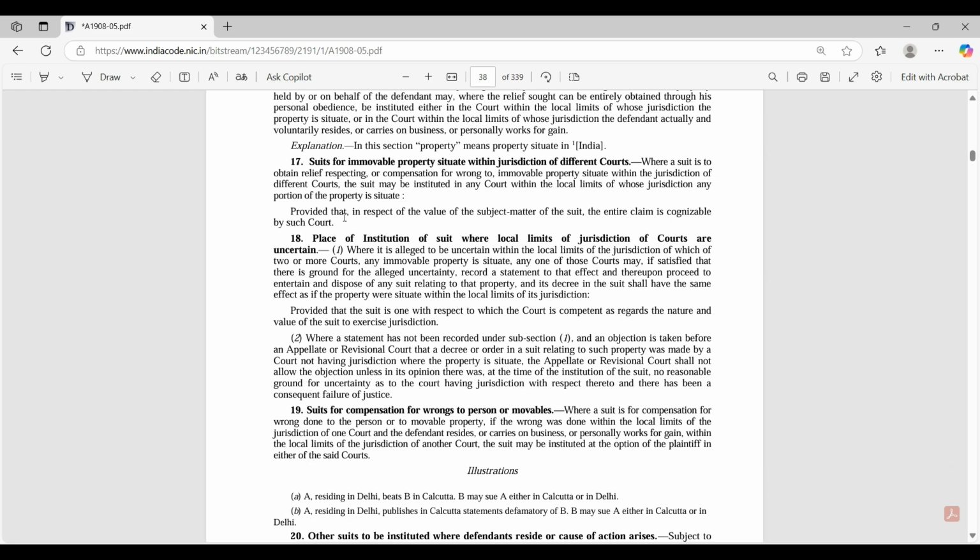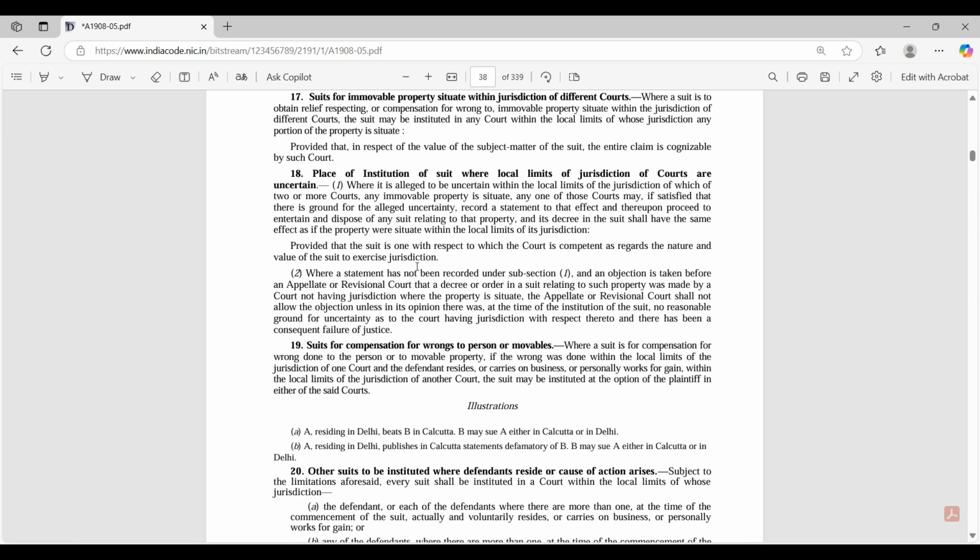Section 18, place of institution of suit where local limits of jurisdiction of courts are uncertain. Again, the place of institution of suit where local limits are uncertain plays a very important role. Again, the jurisdiction plays a very important role. You'll have to see whether the court where you are presenting the case is competent enough or not.